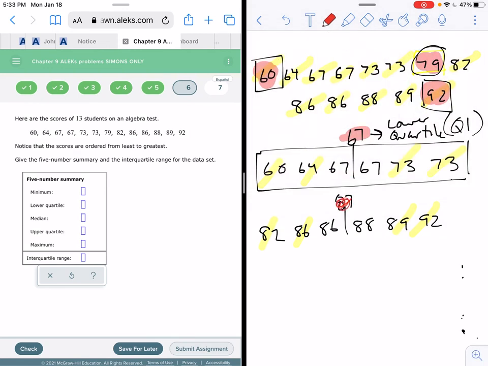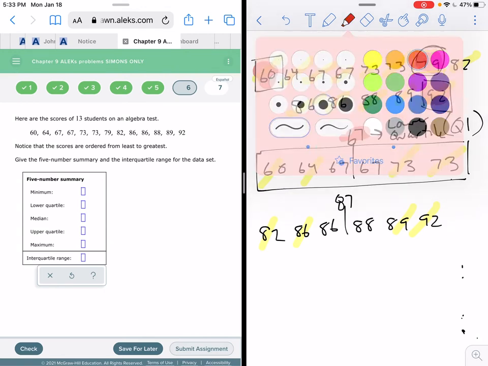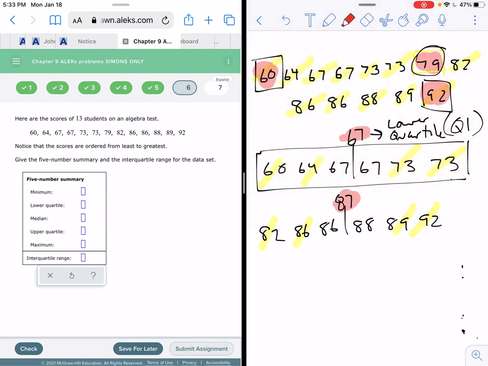And so that is going to be my Q3, right? All right, that's going to be my Q3 or my upper quartile. All right, and so we're going to write that down. So this is my upper quartile, or Q3.